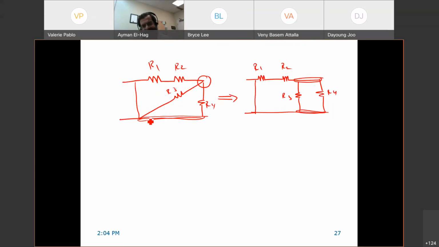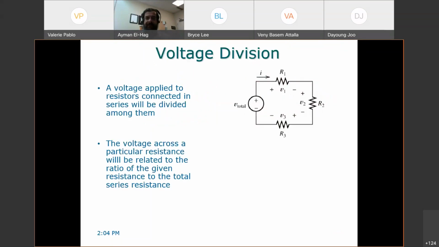Having something like this in a diagonal isn't easy, and it becomes easier to visualize this way. If they make them straight lines, it is easier for you. Basically, you see R3 and R4 share this node and they share this node. So they are in parallel, and you can add them into only one resistance.